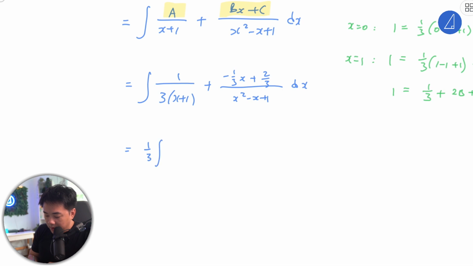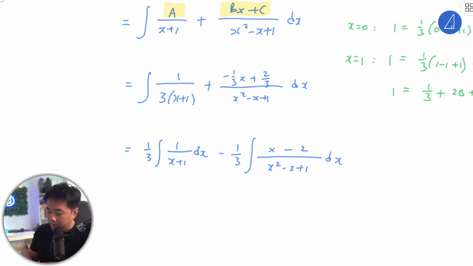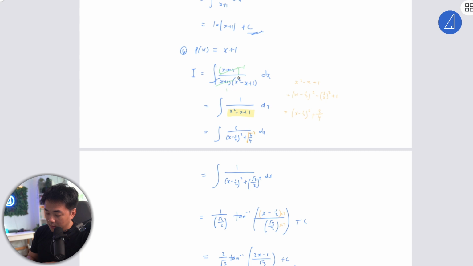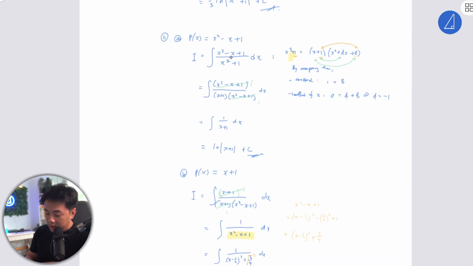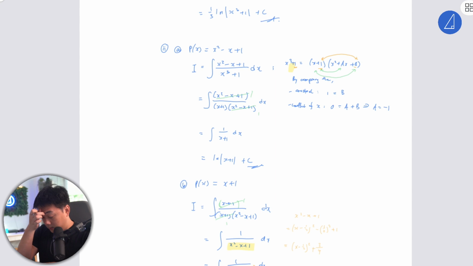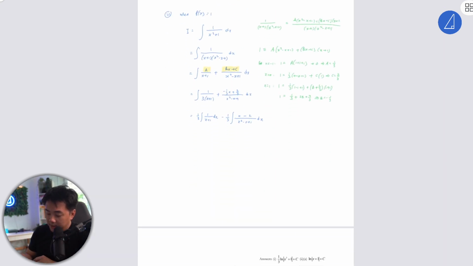We could just separate this out, make it look nicer. 1/3 over x plus 1. Then the second integral, I'm going to factorize the negative 1/3 out. Okay, or maybe I just leave it as is. I will just put a negative 1/3 out. There will be x minus 2 over x squared minus x plus 1. Now we could split this up because previously we've done this. This is x plus 1, right? Then over here is x squared minus x plus 1.